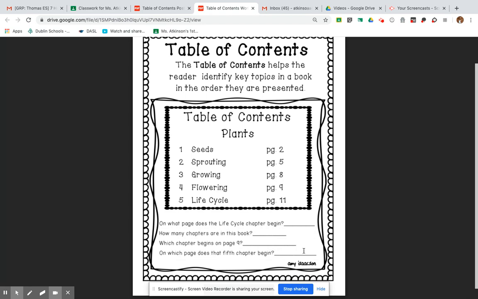All right, nice job, friends. You did a great job of filling out this table of contents worksheet. Hopefully it was helpful that Miss Atkinson went over this with you. If I went too fast, please take time to fill out this worksheet on your own.